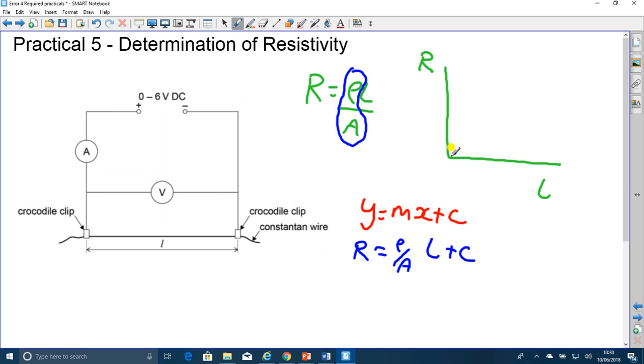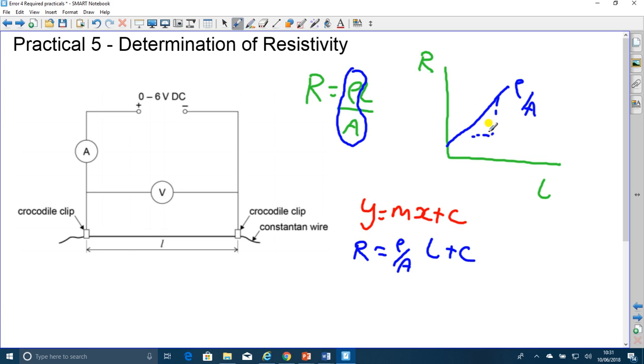So that there will give you a gradient of rho over A. Okay. So rho would be the gradient times A. Now, this might not necessarily go through the origin. It should, obviously, when we look at the equation, it should go through the origin, but it might not go quite through the origin because, obviously, of resistance in the wires.